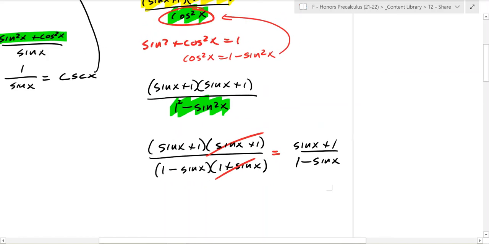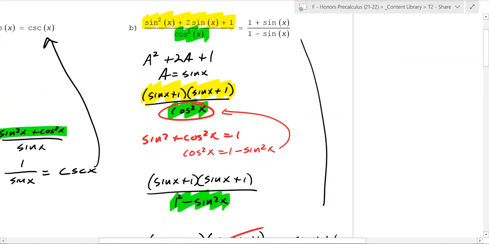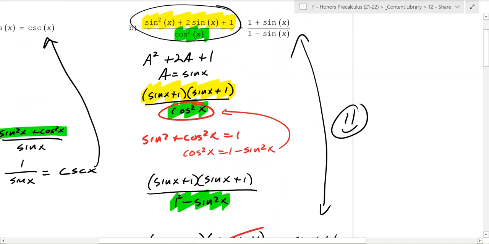And you go back up and you look, is that the same thing? Oh, it is. It is the same. So we are done. It worked. So in this case, you need to remember two things. You have to factor the numerator, and that cosine squared is 1 minus sine squared.